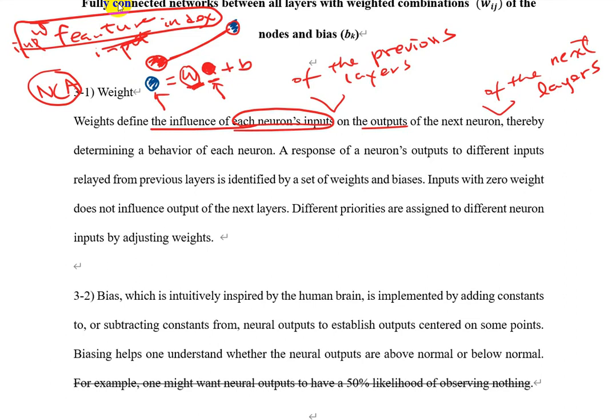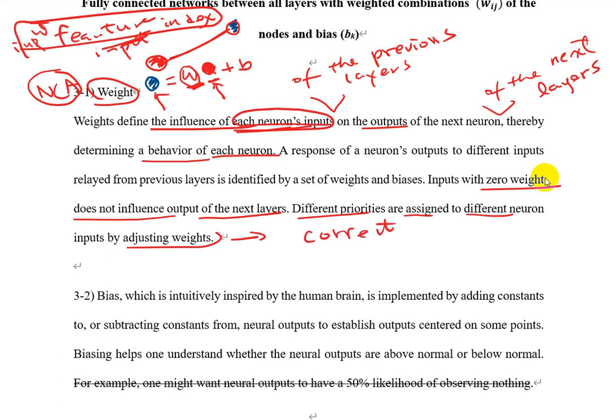Anyway, right now the weights define the inference of the circle of the previous layer and the circle of the next layer, thereby determining the behavior of each neuron. Okay, this is what your weights are doing. So the inputs with zero weights do not influence the output of the next layer at all. However, large weights have a large influence of the previous neuron on the next neurons. So that's what you have to understand with the weights. That's why we call it weights instead of slope. Different priorities are assigned to different neuron inputs by adjusting weights. This is what happens during the correction process. The correction process, we're going to learn it later.